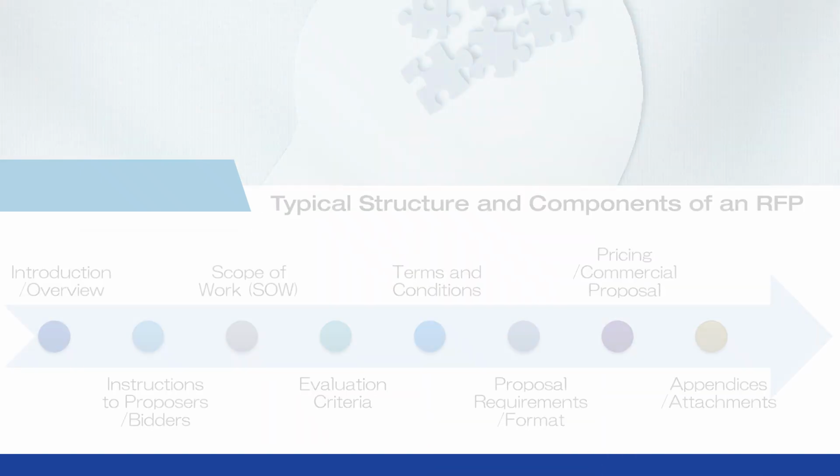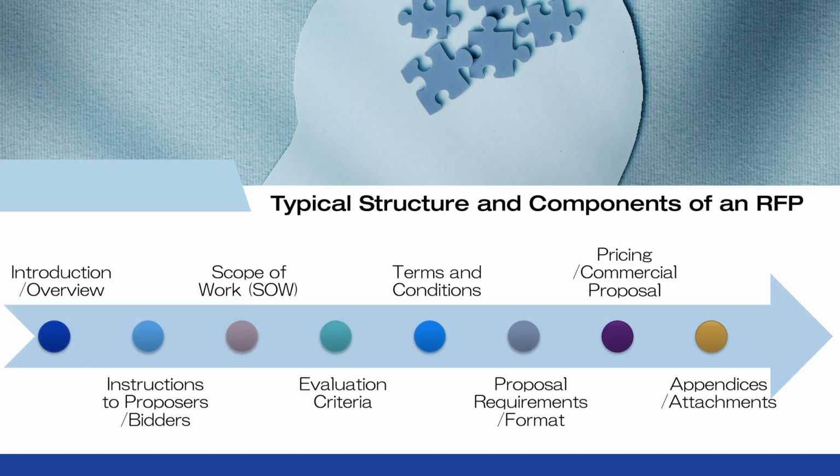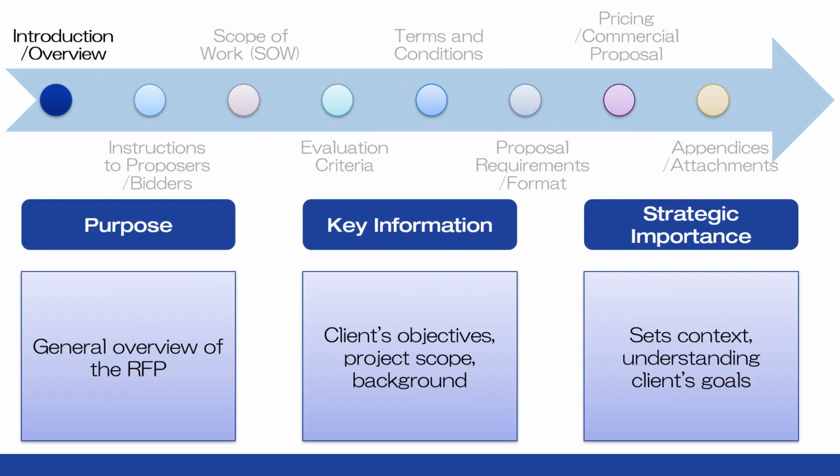Most RFPs, though they vary, follow a general structure. Let's walk through the common sections you'll encounter. Think of this as your RFP anatomy lesson. Introduction overview. This is your starting point. It's the client's way of saying, here's what we're trying to do. It gives you the big picture, the project's goals, the background, and who the client is.